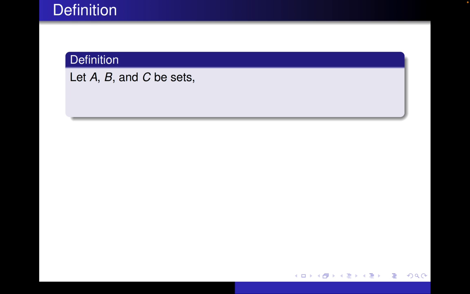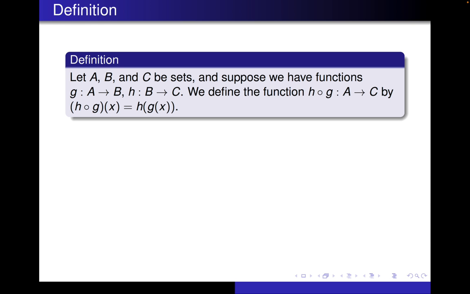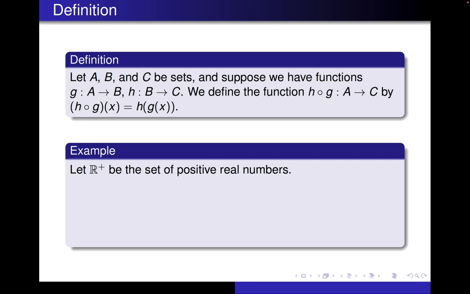Let A, B, and C be sets, and suppose we have functions g from A to B, and then h from B to C. Then if we want to define the function h circle g, that's going to start at A, that's the domain of g. It's going to end up at C, which is the codomain of h, because that's the last output that you get. And the definition is going to be h circle g of x equals h of g of x. So let's go ahead and look at an example.